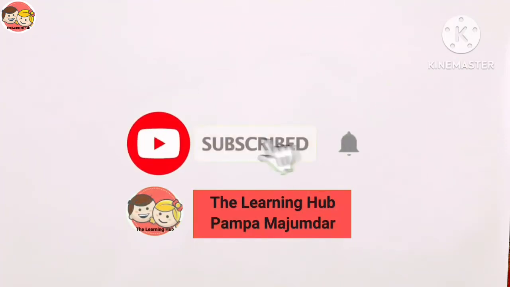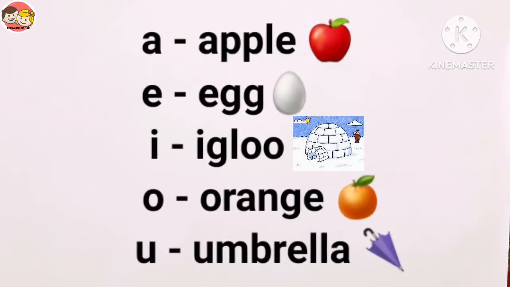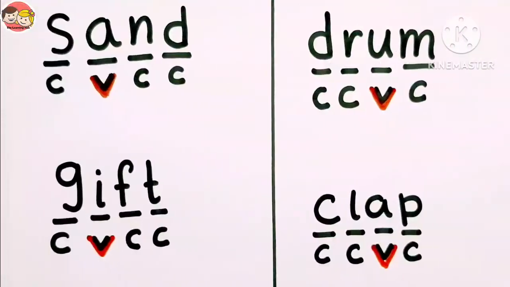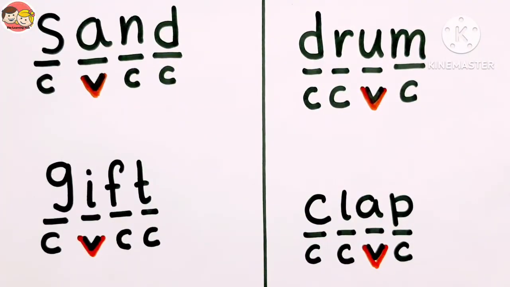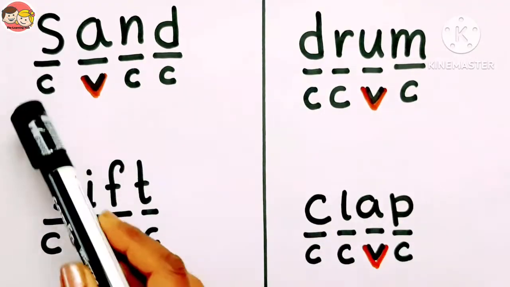So children, to remember the short vowel sounds, you have to learn these words: A as in apple. E as in egg. I as in igloo. O as in orange. U as in umbrella.